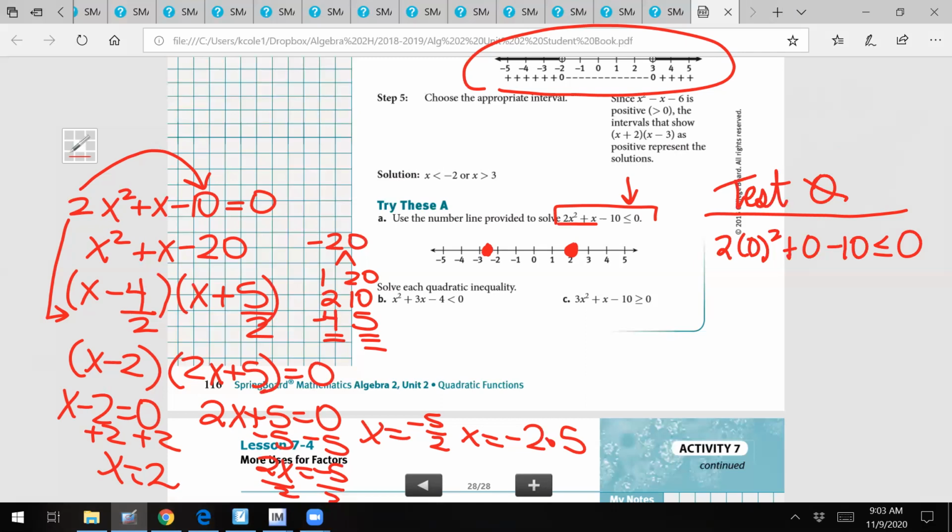So what's 0 squared? Times 2 plus 0. So that's gone. The only thing you have left is negative 10 is less than or equal to 0. Is that true or false? It's true. So since this is true, we need to shade where 0 is. So 0 is in between, so we shade in between.